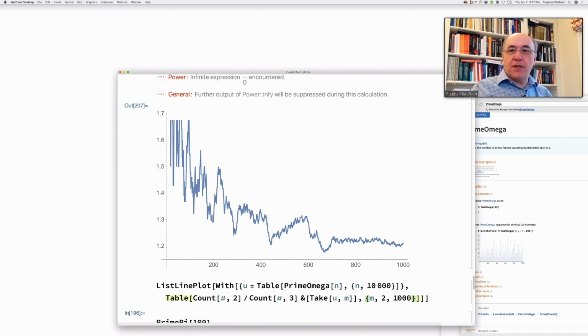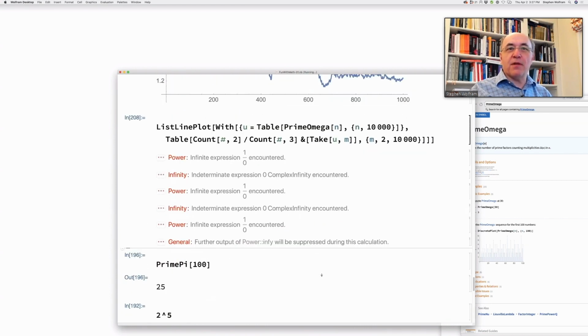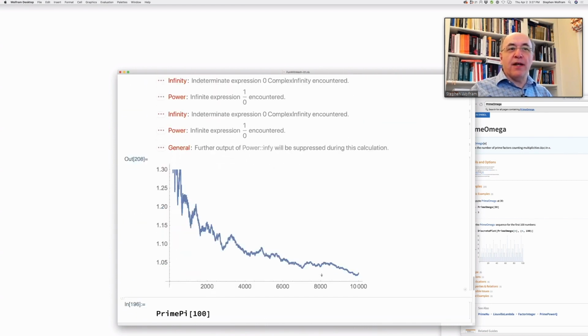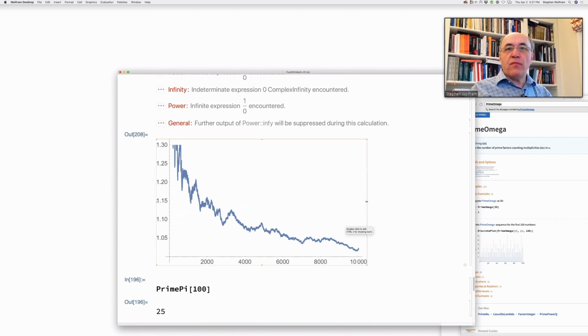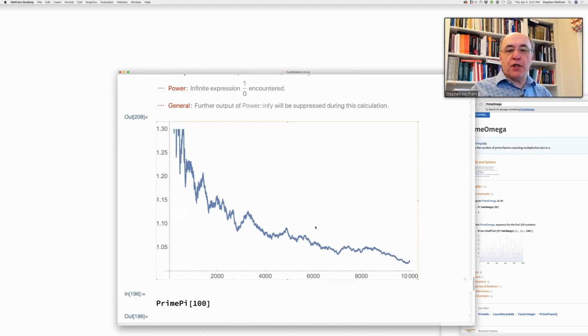Let's try doing this up to 10,000. Okay, it's going to make some complaints there. Here we go. This is showing us the ratio for numbers up to 10,000. What's the winner? Is it 2 or 3? If this number dips below 1, that means that the 2's lost out to the 3's.